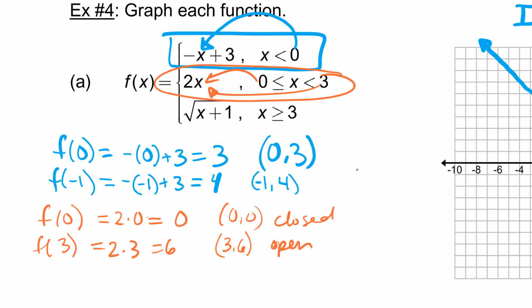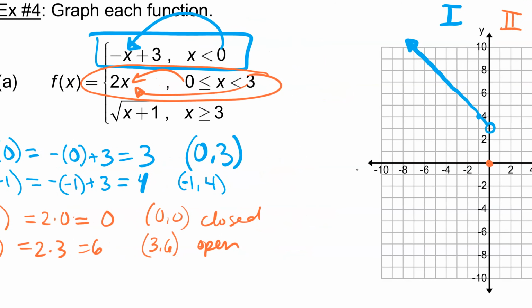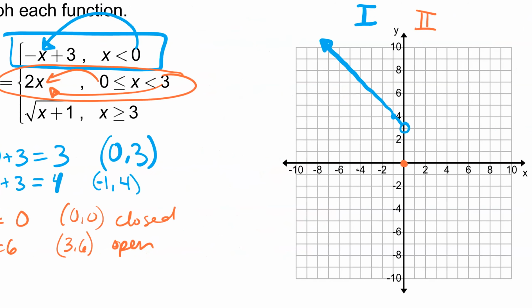All right, so let's put our 2 dots on our graph. So (0, 0) closed, (3, 6) open. And I am connecting them with a straight line. Did I count right? No, I did not. Oh my gosh. There. Okay, so that's my second interval.